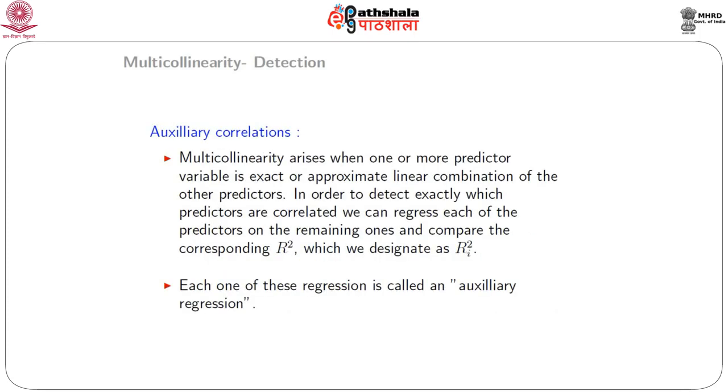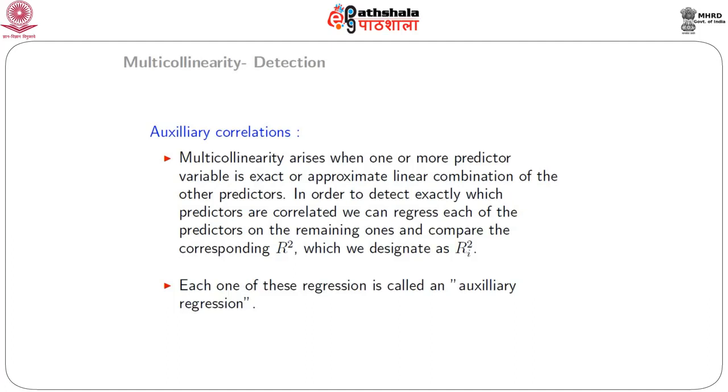Now let us look at the next method, which is slightly more complicated than the previous crude method of detecting multicollinearity. This method is called auxiliary regressions. What we do in this method is fit auxiliary regression equations. Multicollinearity arises when one or more predictor variables are an exact or approximate linear combination of the other predictors. In order to detect exactly which predictors are correlated, we can regress each of the predictors on the remaining predictors and compare the corresponding R square for each model.